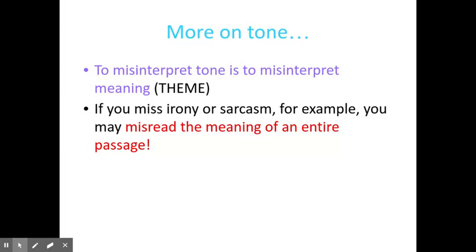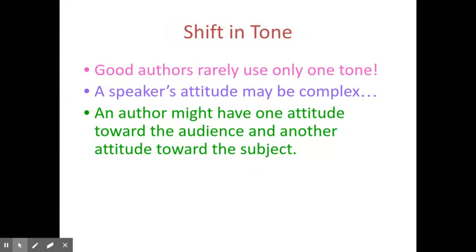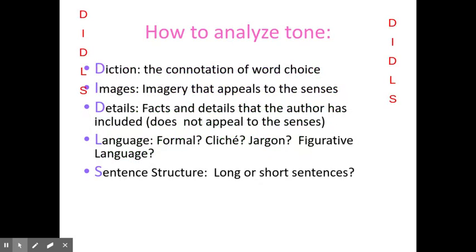If you miss irony or sarcasm, you might not understand what's going on. If somebody says something that's sarcastic, facetious, ironic, and you take it at its face value, you didn't understand what they said, and you're going to totally misinterpret what's going on. The tone can shift sometimes, but it's usually subtle. Good authors rarely use only one tone, and you're going to see that in our poem as well. Look for the shift in the tone as we read The New Colossus.